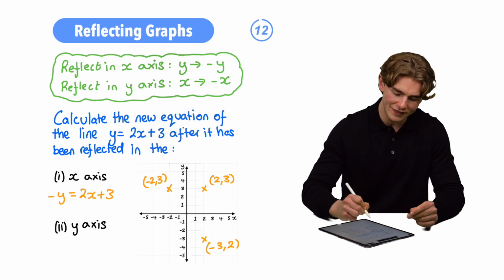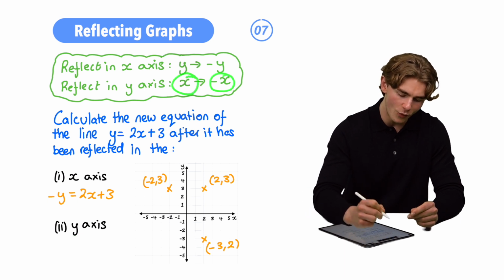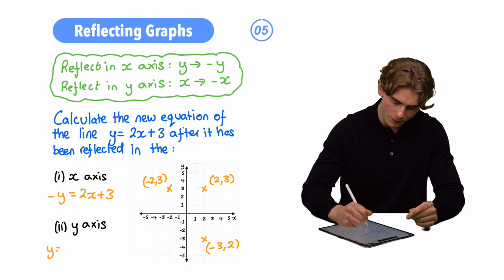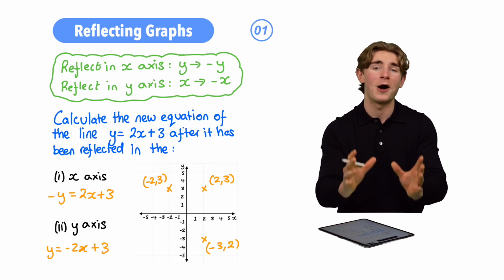Now what about reflecting in the y-axis this time, guys? We're going to take our x and swap it for minus x. We're going to get that y is equal to minus 2x plus 3. And that, guys, is going to be our answer.